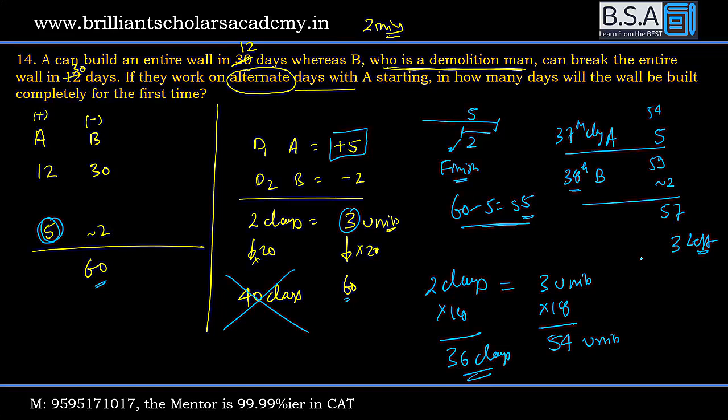Will A need a full day? No. A will not need a full day. How many days will A take? What is the approach? Speed of the person 5 into time is equal to work. So A will take 3 by 5 days. So how many total days are needed? Total days needed are 38, 3 by 5.